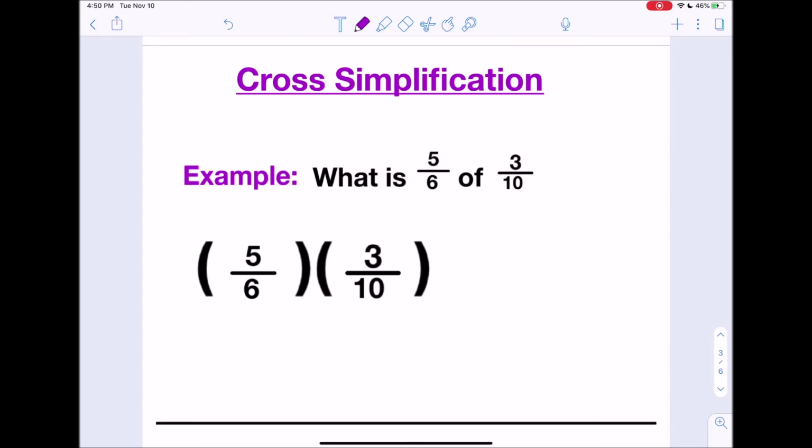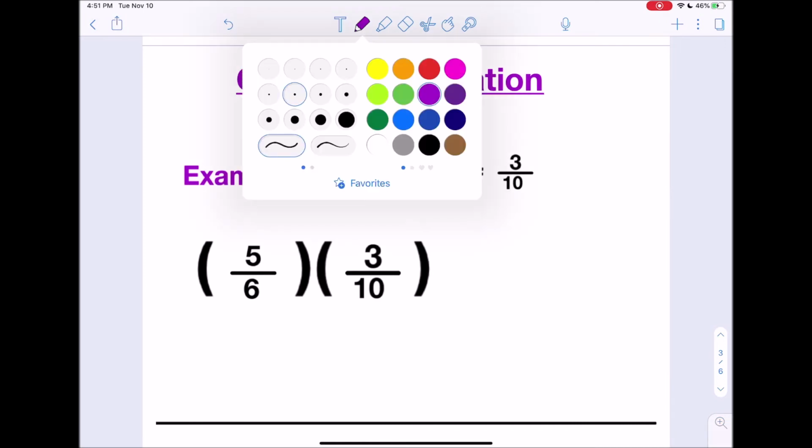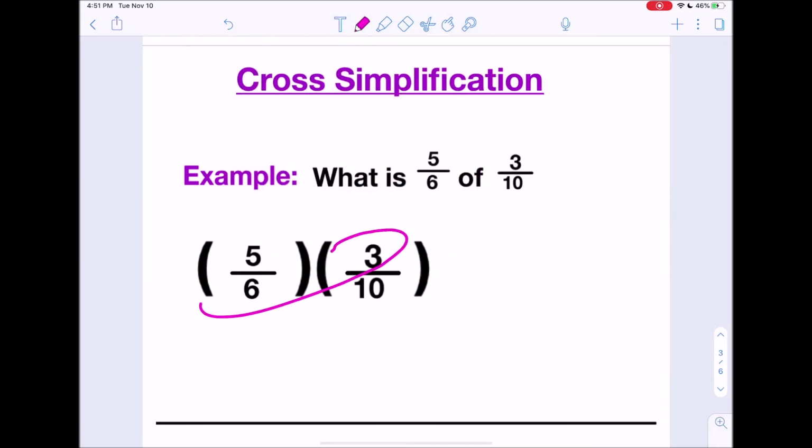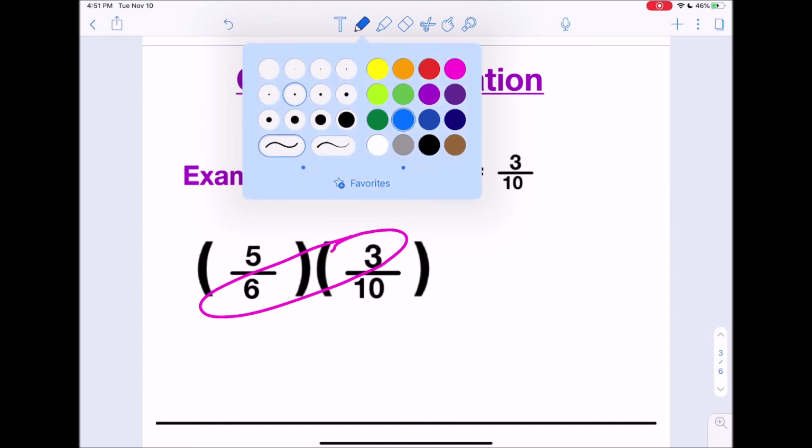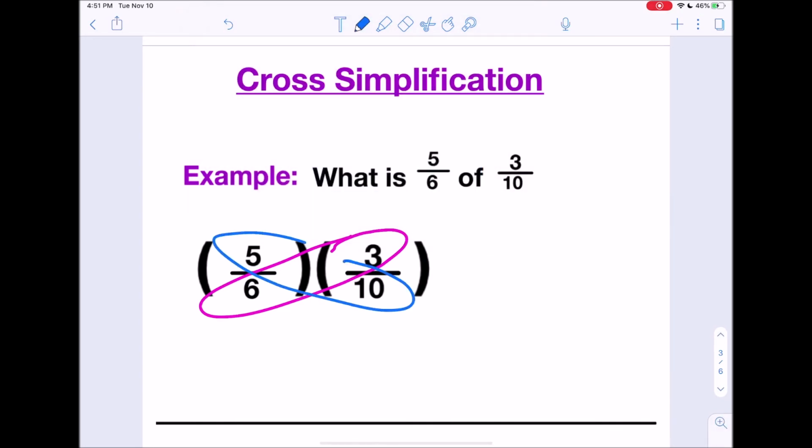Well, we already know that the "of" means multiplication. We know we can multiply across. I'm not going to draw the diagram. I prefer just to multiply across. But we can do something that's called cross simplification to make our lives a little easier. And the way it works is you look at the numbers across from each other. Okay? And you see, can I simplify the numbers across from each other?